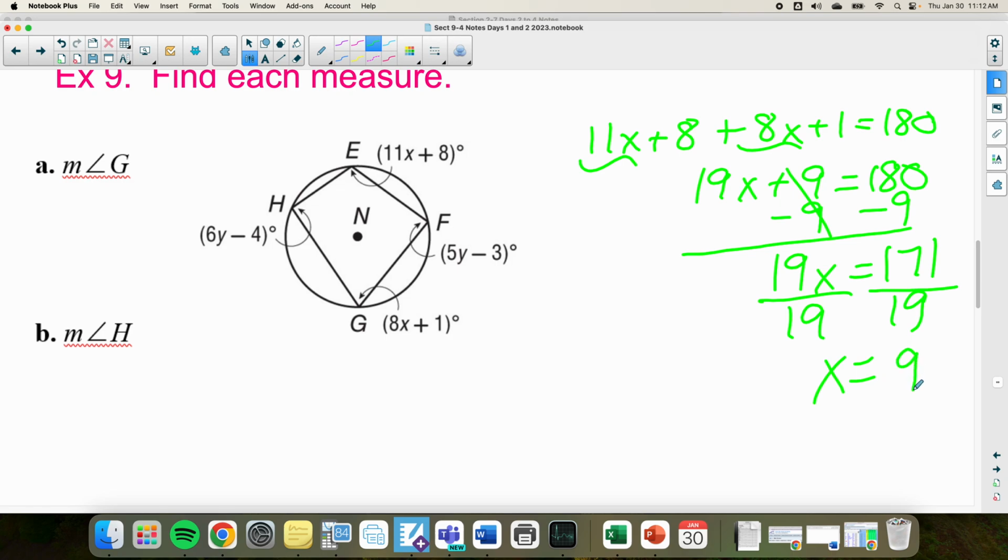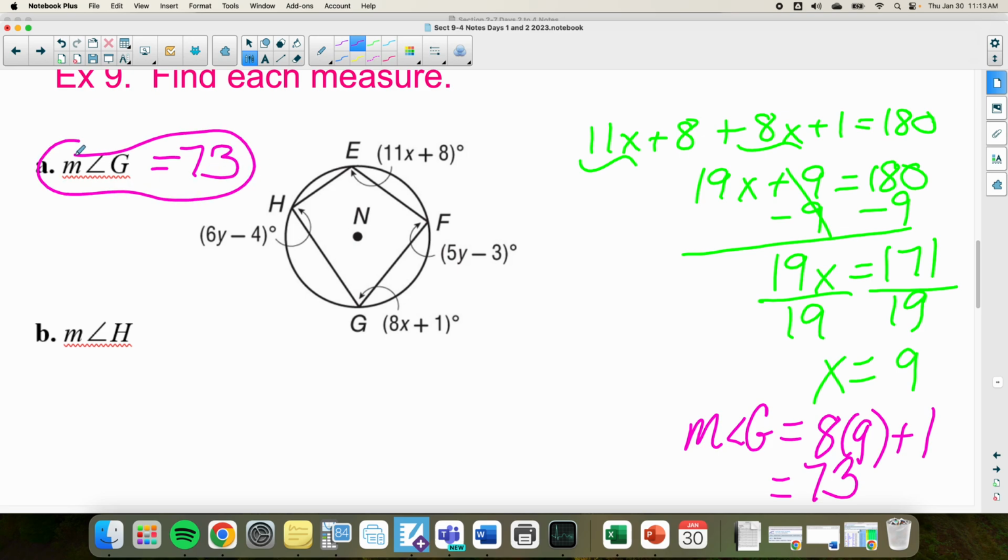Thank you. Then we'd have to put it back in for G, this one we're asking for G. So the measure of angle G would be 8 times 9 plus 1, which would be 73 right here.